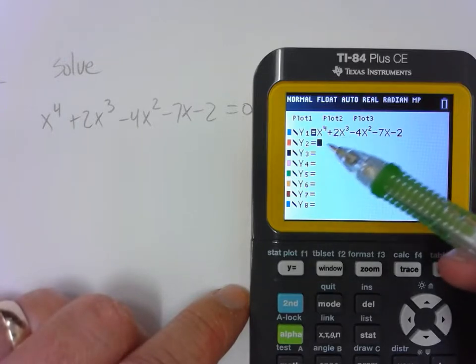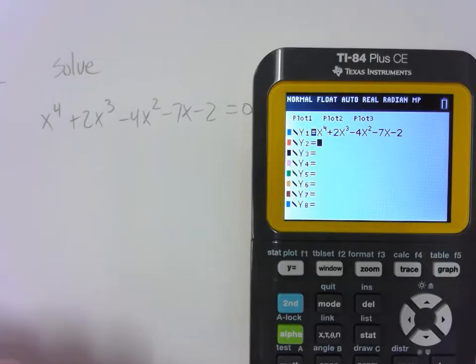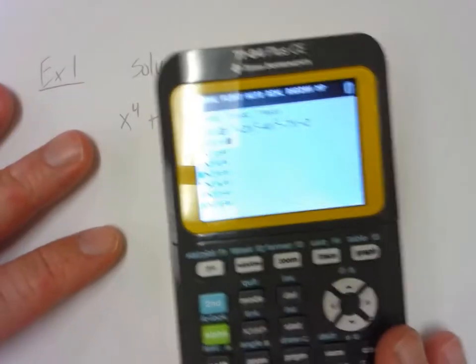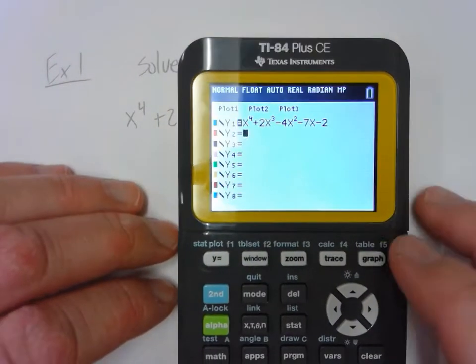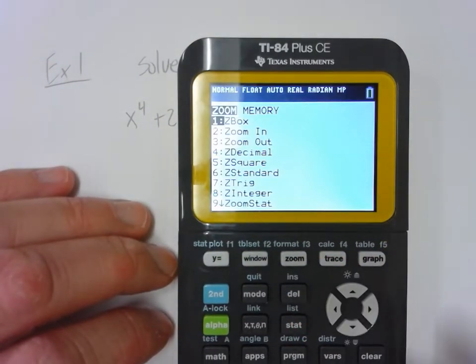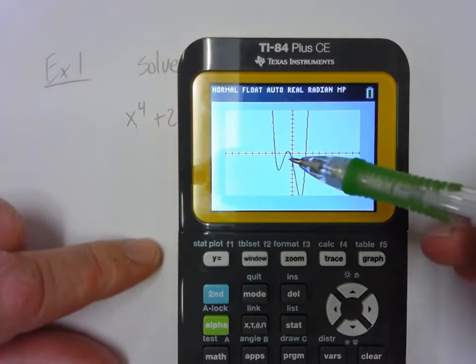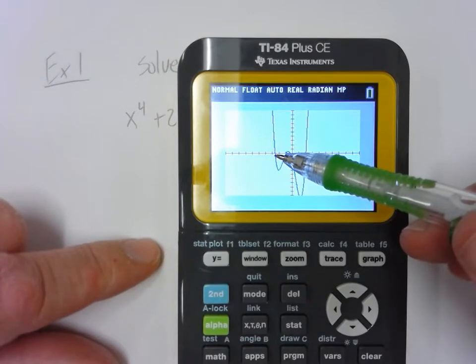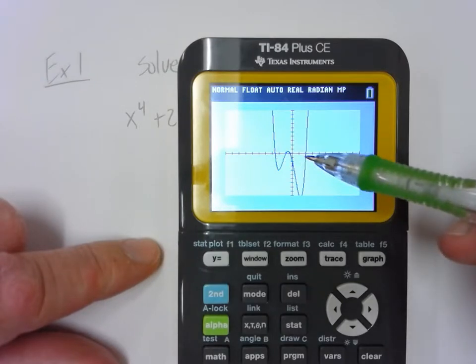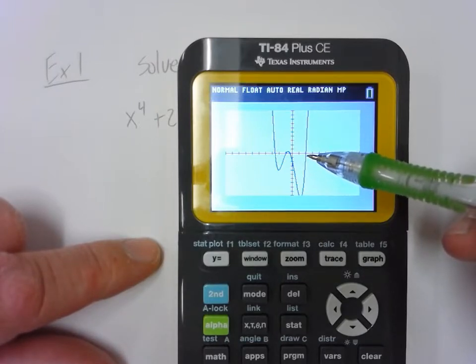So x to the 4th power, you could call it a quartic polynomial if you'd like to, but it's 4th degree for sure. Okay, I'm going to hit zoom and then number 6, zoom standard, and wait for it to graph. So I'm getting four real solutions. I got one there, there's two there, they're kind of hard to see, and then one right over here. So that appears that it crosses at 2.